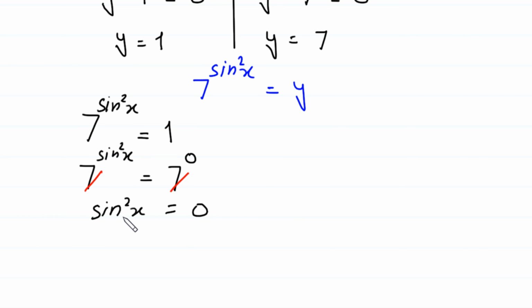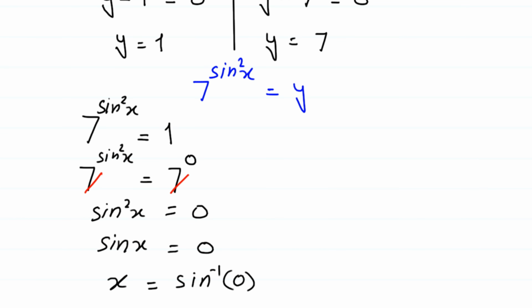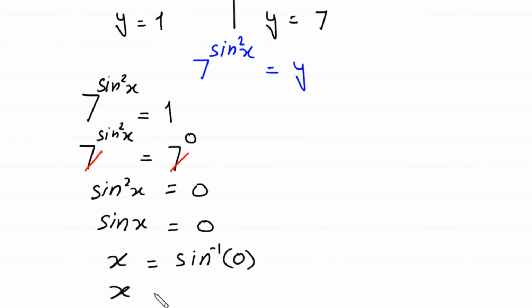And if we take square root of both sides, we get sine x is equal to 0. And we move this sine to the right side, then it becomes sine inverse. X is equal to sine inverse of 0. Next, x is equal to 0, since sine inverse of 0 is equal to 0. This is the first value of x.